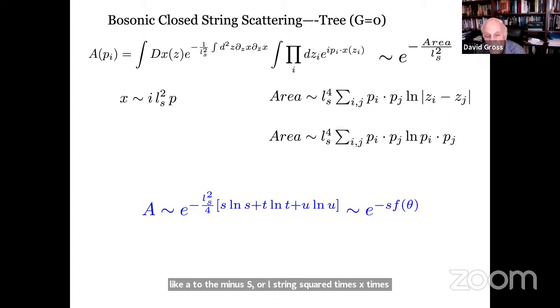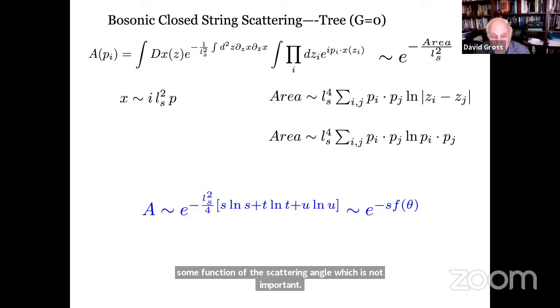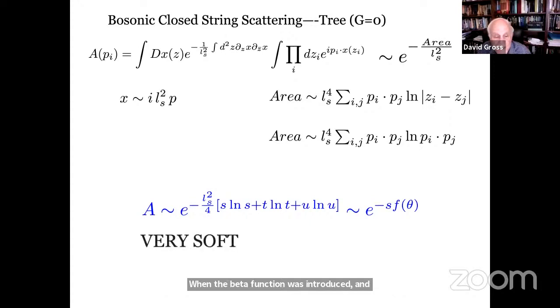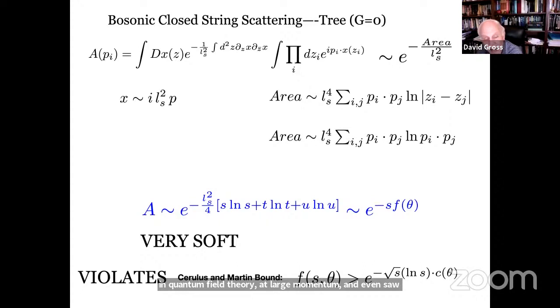This extremely soft behavior was noticed immediately when the beta function was introduced, and is very, very soft, much softer than the power law that one encounters in quantum field theory at large momentum, and even softer than the bound proven in quantum theory, using unitarity, causality, and assumptions of polynomial boundedness, by Sorellis and Martin. That's an indication that clearly the tree approximation is not sufficient, unitarity obviously is not satisfied, and that one needs to go to higher orders to understand whether this violation is actually there in string theory.